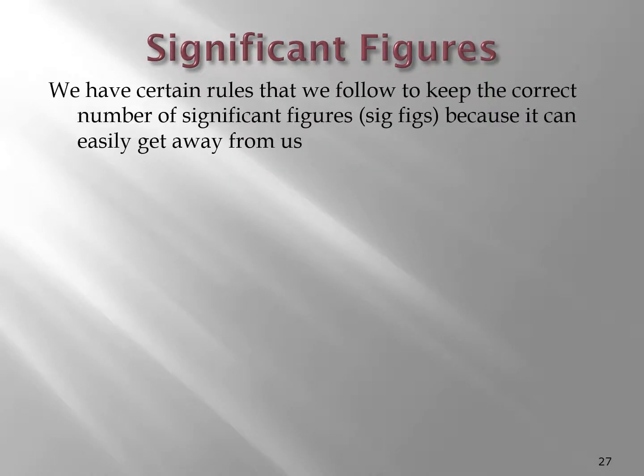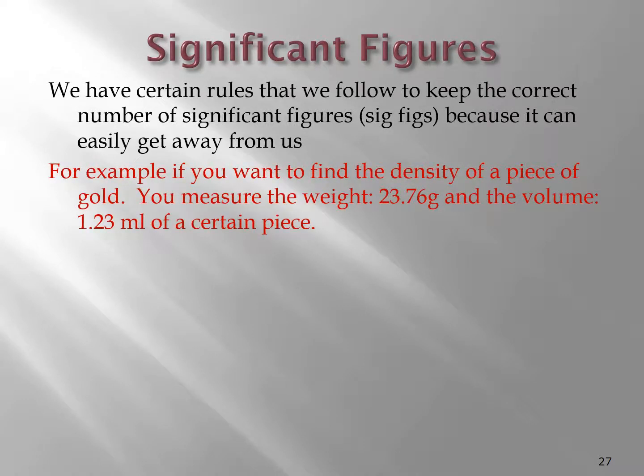All right, so now what if I want to take that measurement and multiply it by something to do some calculation? Well, we have certain rules that we have to follow to keep the correct number of significant figures. Sometimes we'll call them sig figs, because these numbers can easily get away from us. So what do I mean by that? So let's say we want to find the density of a piece of gold. So we know that density is mass divided by volume. So you weigh the piece of gold and it's 23.76 grams. And then we measure the volume of it and we find that it's 1.23 milliliters.